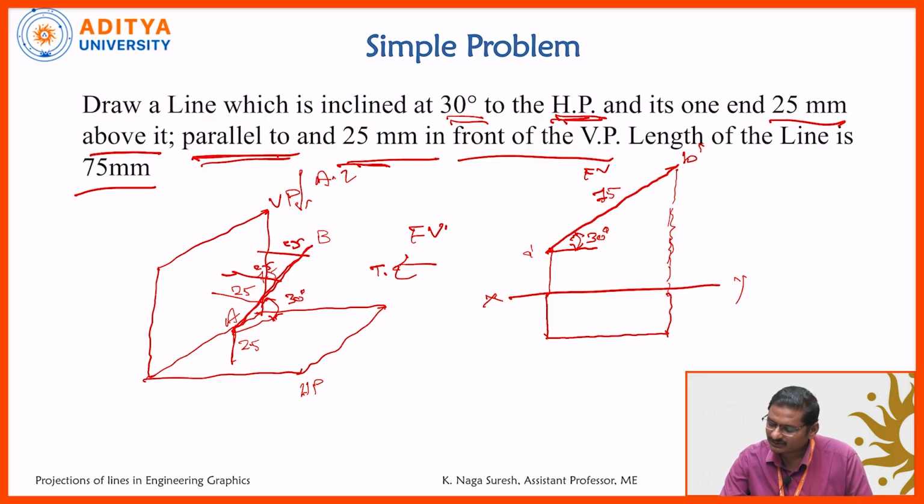So this is parallel to VP, and this is A, and this is B. Yes, this is 25 and this is also 25. Yes, so let's find out what is the length of the line. We will observe in the AutoCAD. This diagram we will draw by using AutoCAD software.